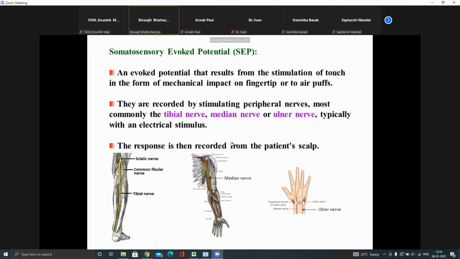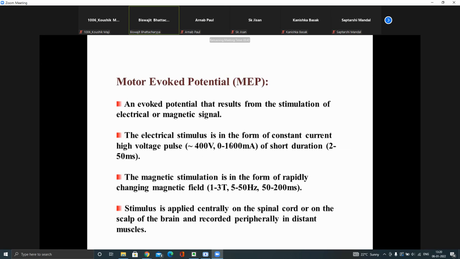That voltage is actually the information of touch carried by the tibial nerve, median nerve, ulnar nerve, all such things. So this touch information is called somatosensory evoked potential. The voltage coming as a result of some touch. Somatosensory evoked potential, SEP.